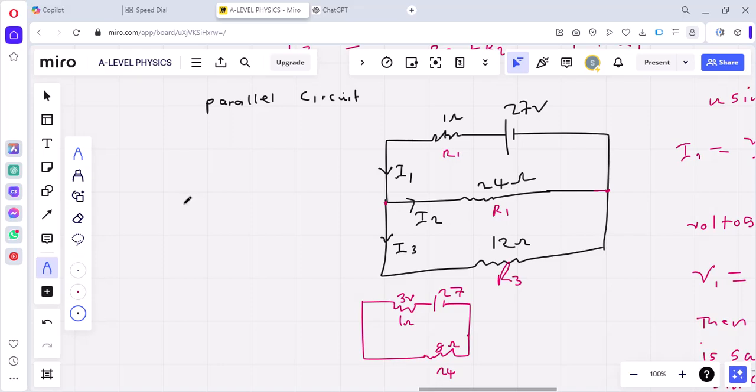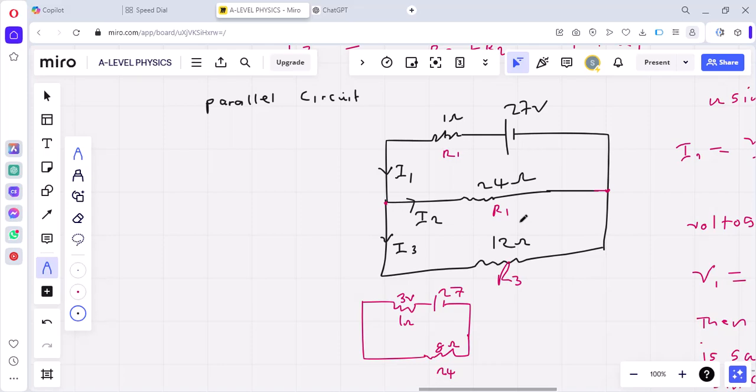Welcome back. Now let us look at problems that involve resistors that are connected in parallel. In this circuit here we have 12 and 24 ohms connected in parallel. You can see that there is a branch here, a junction. Some current is going that side and some current is going that side, and the total current is current 1. And I've put one resistor here, and that is 1 ohm.